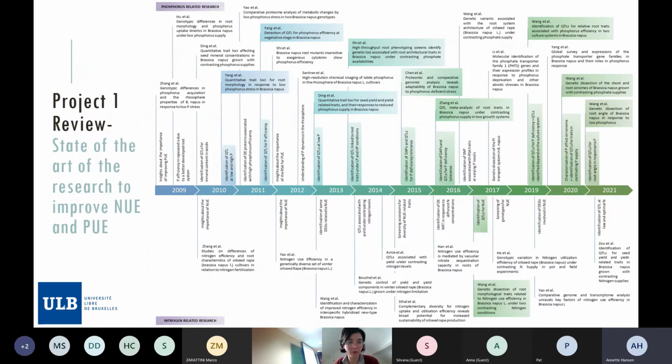I made this figure, which is summarizing the main papers, the main literature regarding the improvement of nitrogen and phosphorus uptake in oilseed rape. So up here, in the upper part, you can see the phosphorus-related research, while down here you can see the nitrogen-related research. Each box is a paper, and I highlighted the papers which show QTLs, quantitative trait loci, for phosphorus and nitrogen use efficiency improvement, and those which are not highlighted are just supporting research, very much related. So when I started working on this, I was working mostly on biotic stresses, and I switched to abiotic stresses.